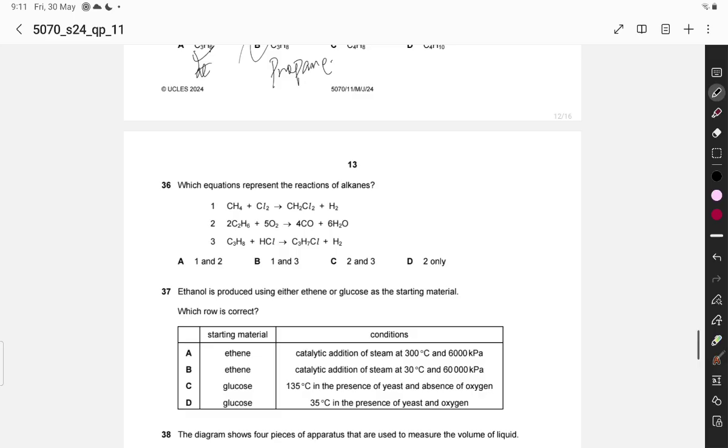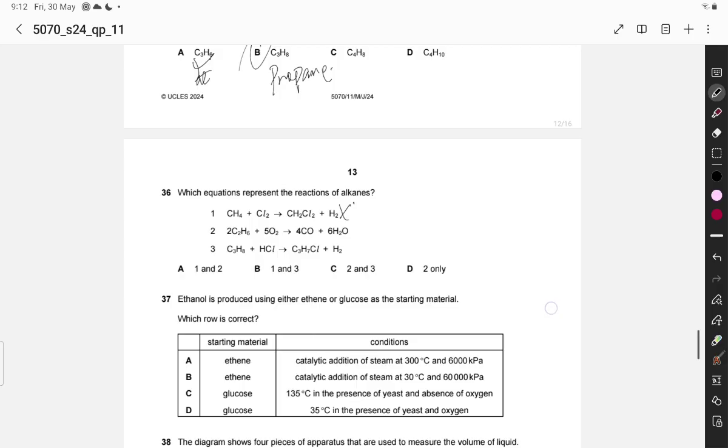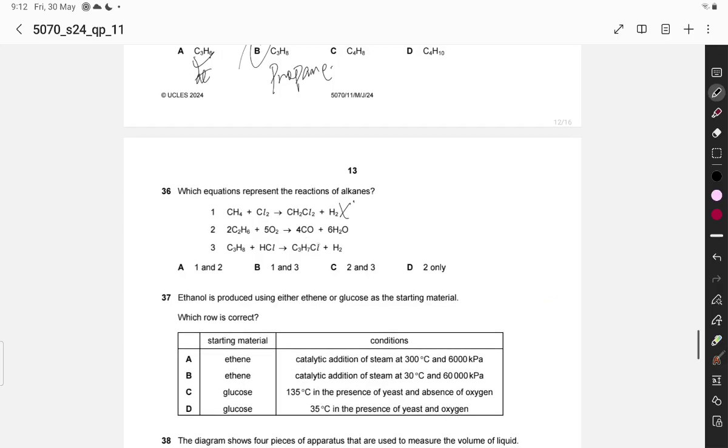Which equation represents the reaction of alkanes? CH4 plus Cl2, this is not the correct option. HCl is formed, so H2 is not formed, HCl is formed. C2H6 plus 5O2 to form 4 carbon monoxide and 6 water molecules.